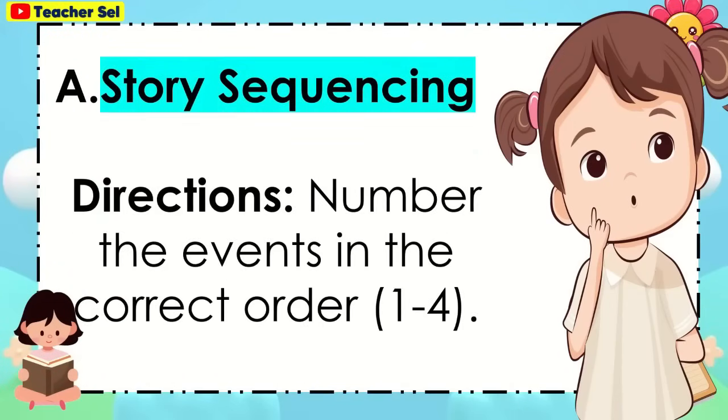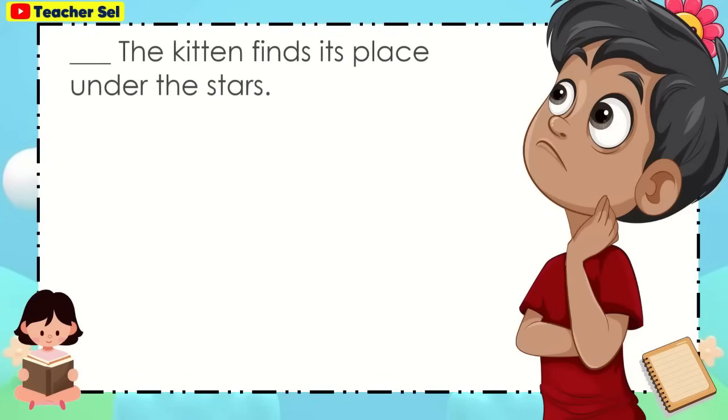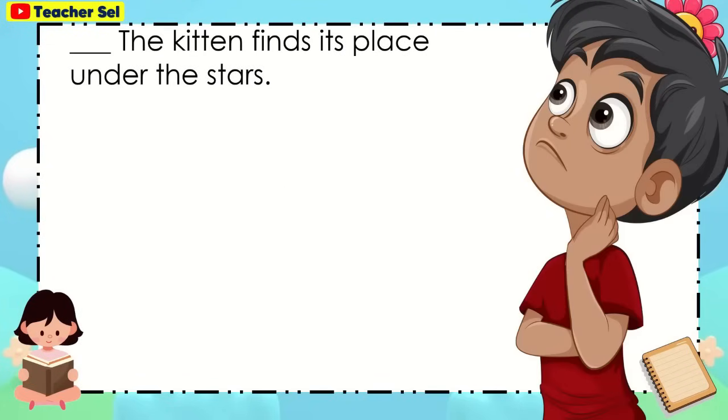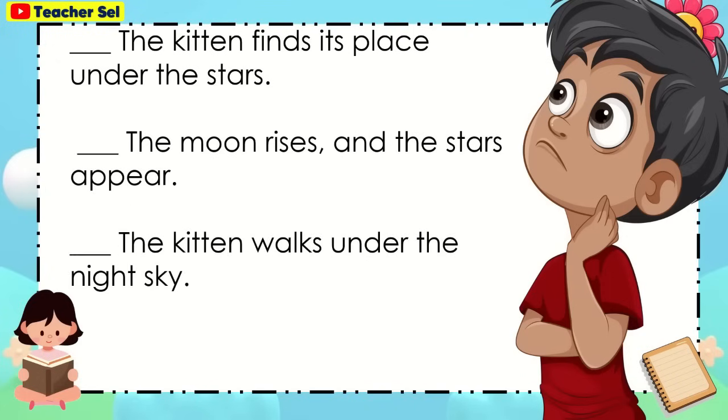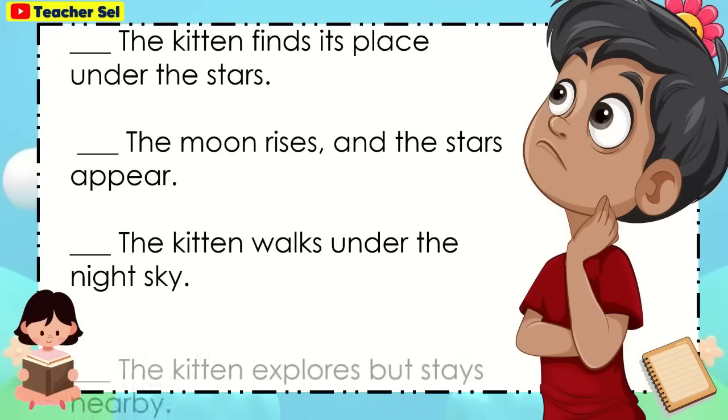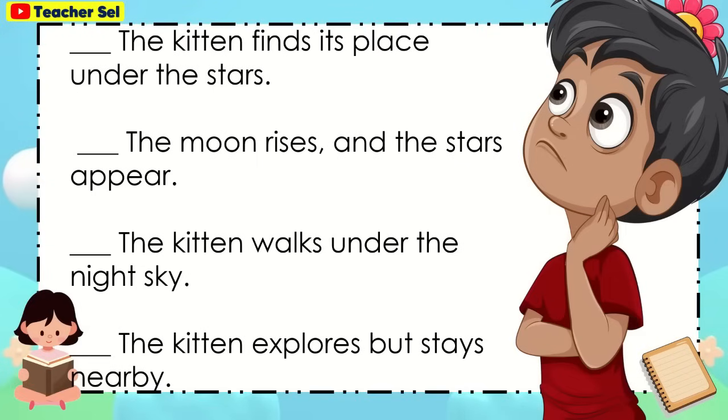Story sequencing. Number the events in the correct order, from number 1 to 4. The kitten finds its place under the stars. The moon rises and the stars appear. The kitten walks under the night sky. The kitten explores but stays nearby. Here are the correct answers.